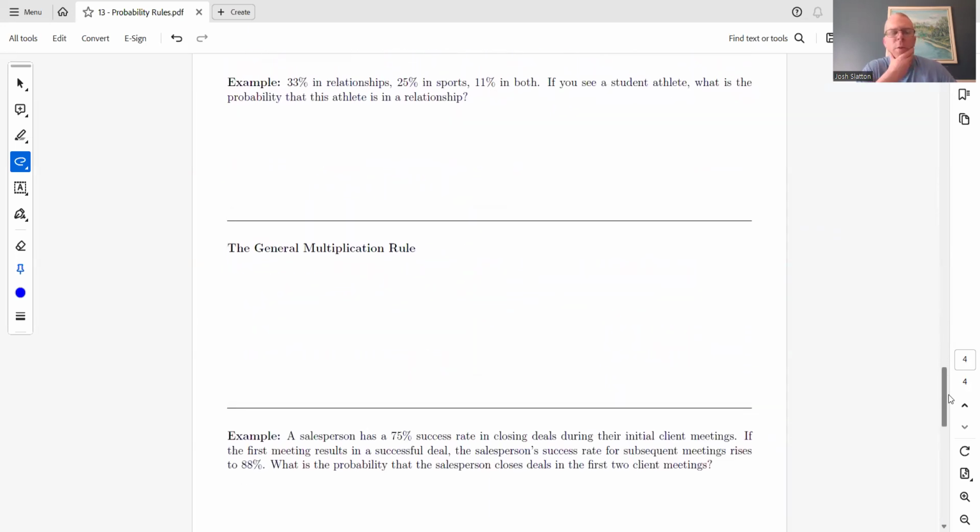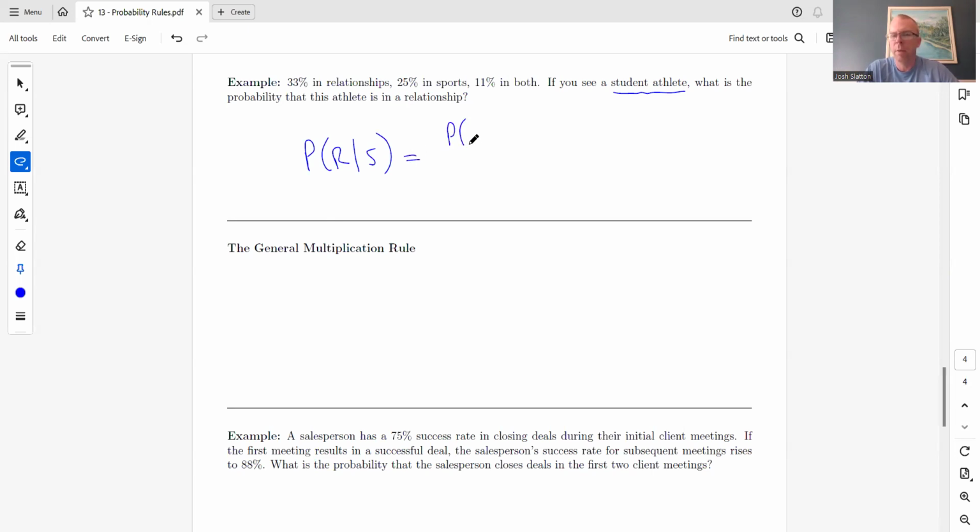All right. So back to the relationship in sports example. If you see a student athlete, what is the probability this athlete is in a relationship? So obviously you don't see the word given here, but an if-then statement is going to be a conditional. So this will be the part that we know. So we know that the person is an athlete or they play sports. So we will write the probability of a relationship given sports.